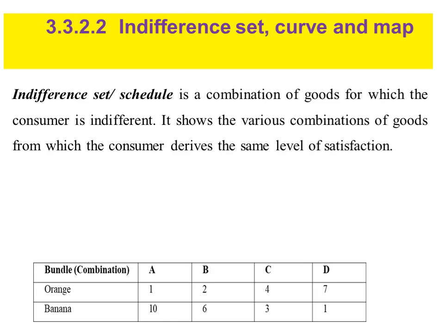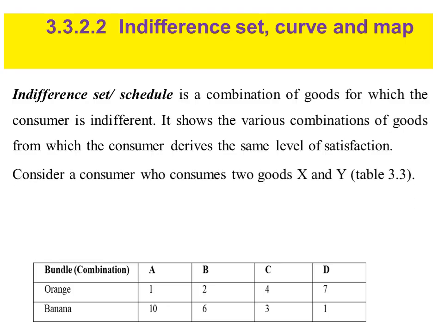Let us start with the raw data. An indifference set or indifference schedule is a combination of goods for which the consumer is indifferent, or the consumer is faced with a dilemma. It shows the various combinations of goods from which the consumer derives the same level of satisfaction.